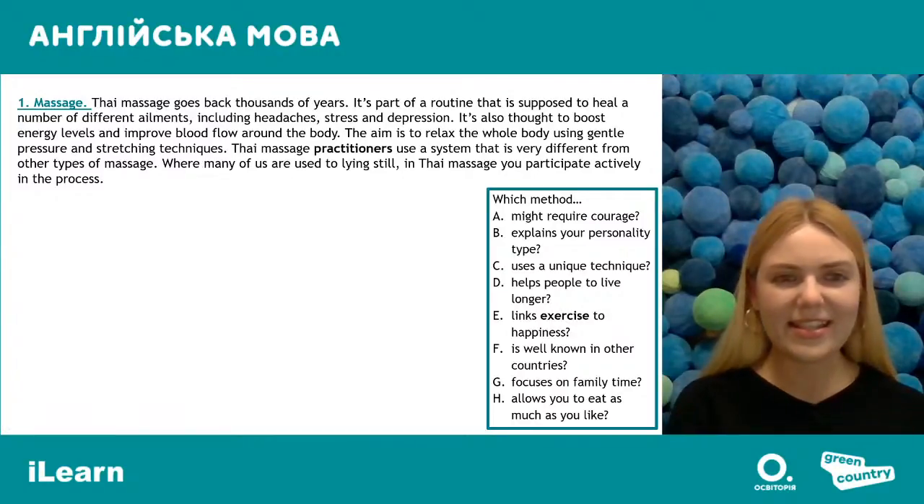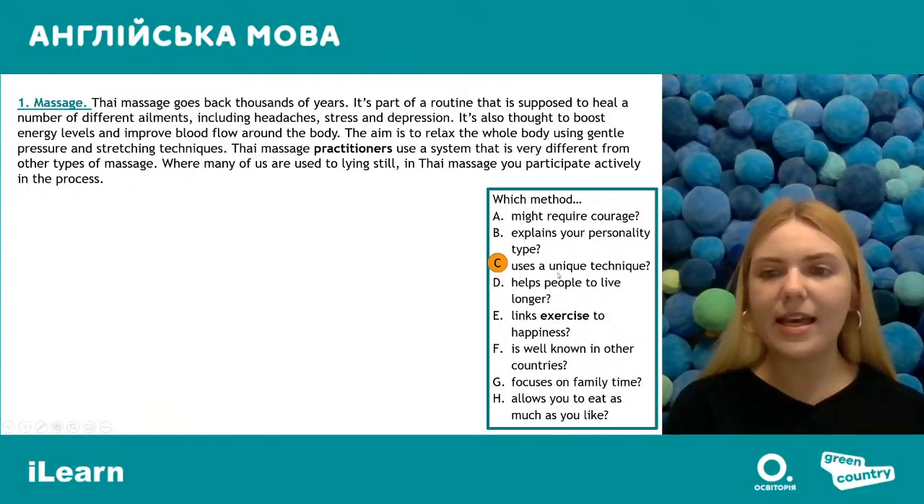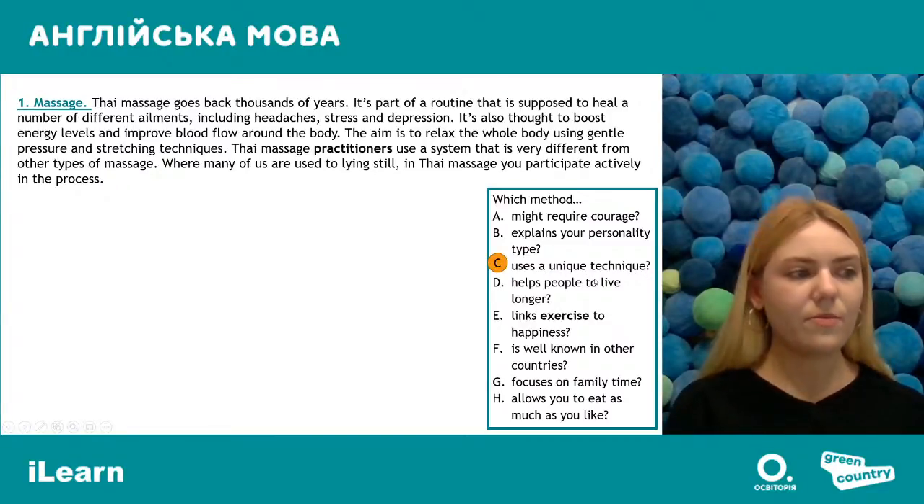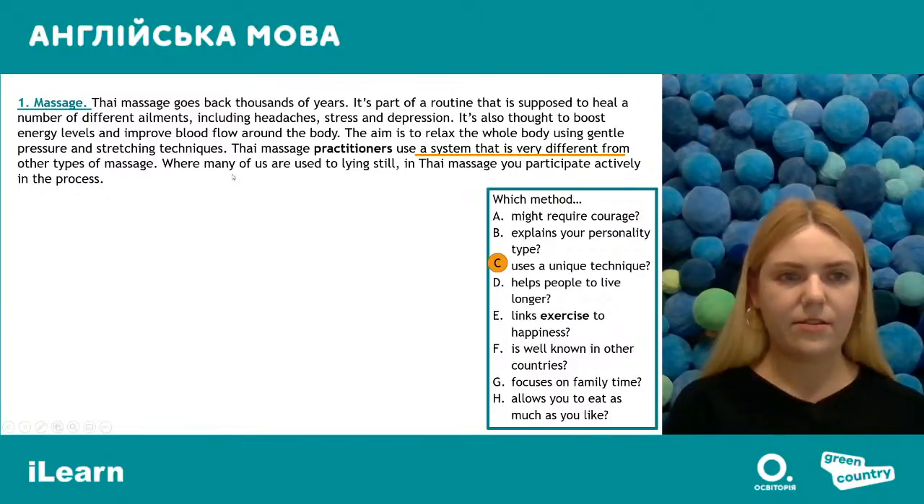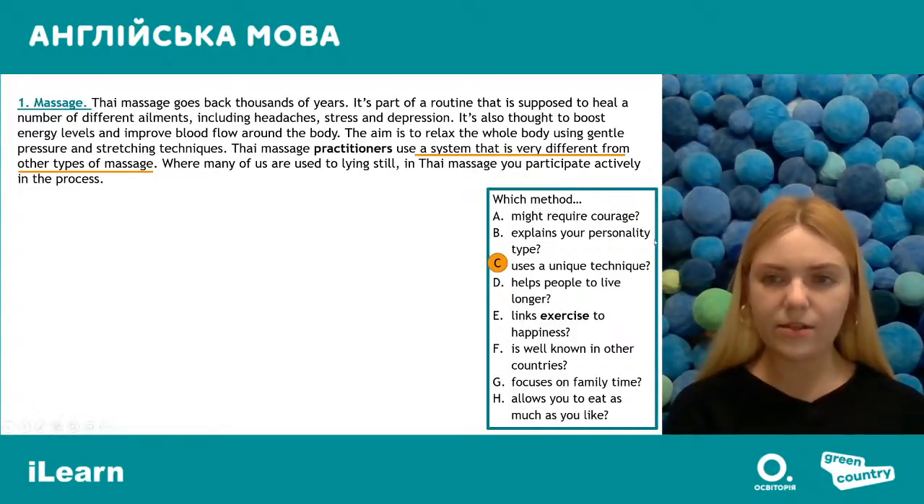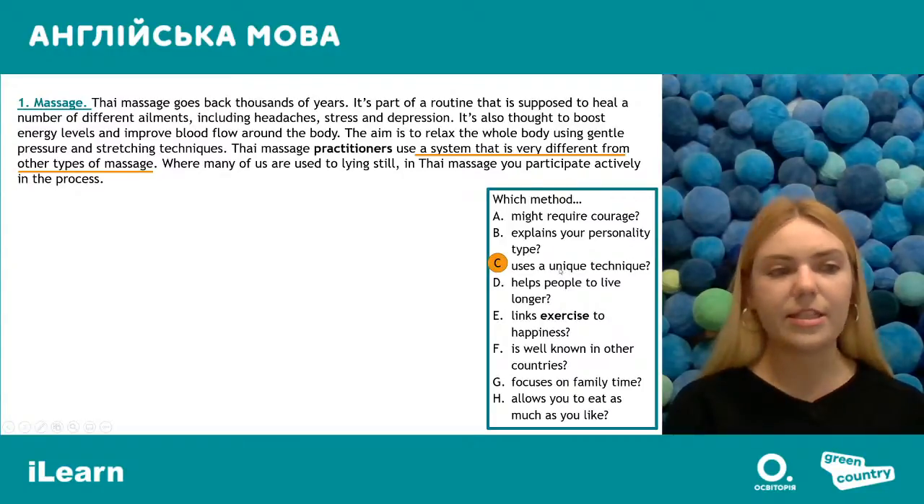So let's discuss the first one. So one, that is C. Number 1 is C. So let's read the option. It says uses a unique technique. Unique – унікальний, використовує унікальну техніку. And in the text, it says a system that is very different from other types of massage. So if it is very different from all the other types, then it is unique. Тут говориться про те, що ця техніка дуже відрізняється від всіх інших технік, що робить її унікальною, як говориться у відповіді.